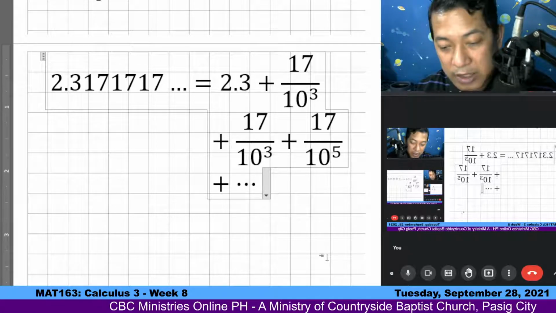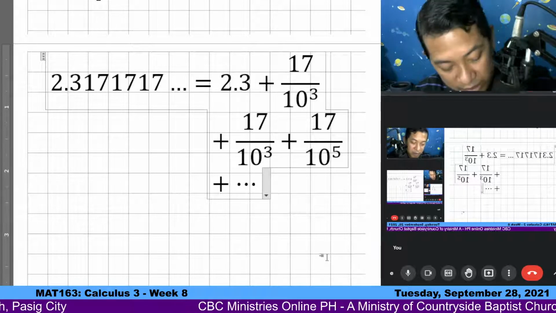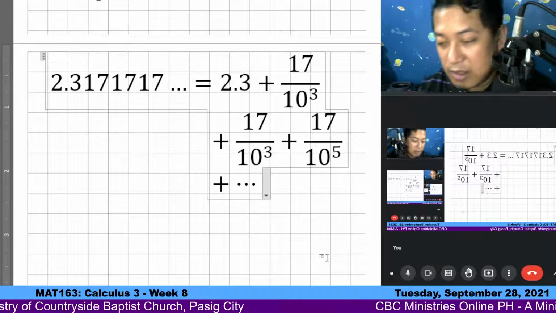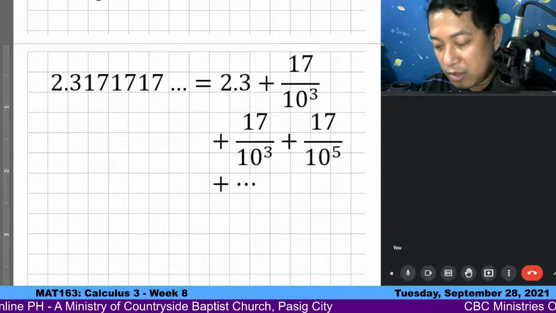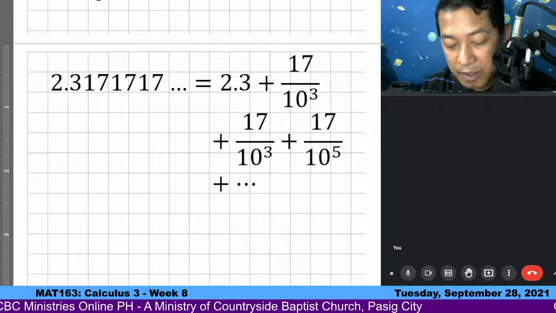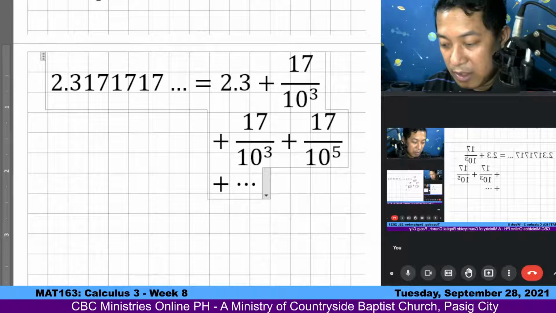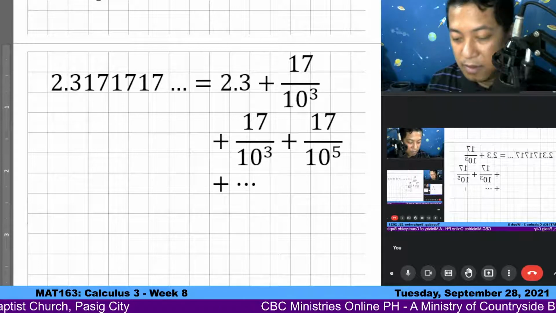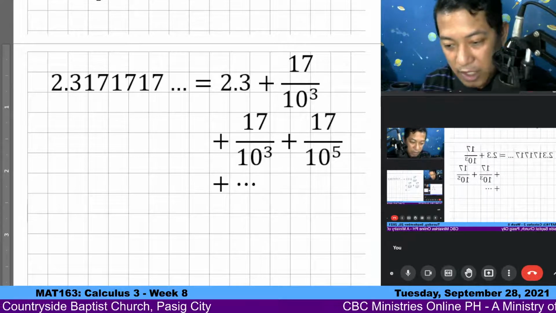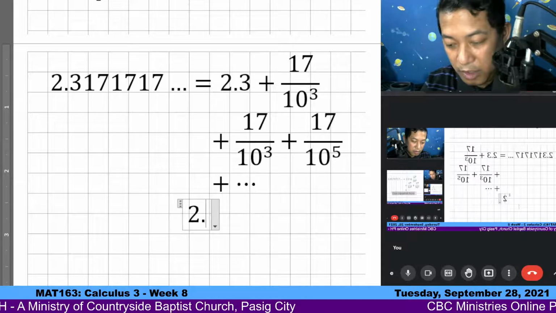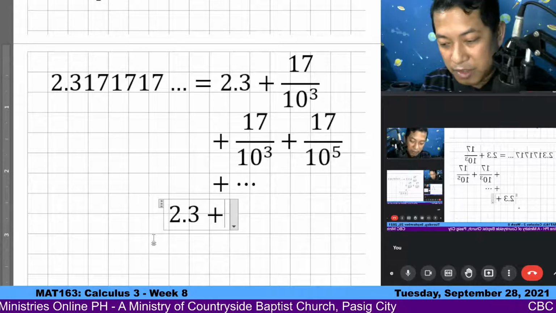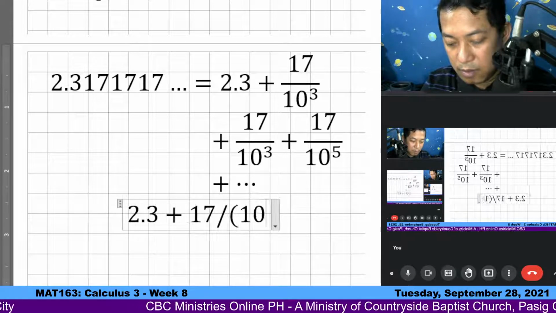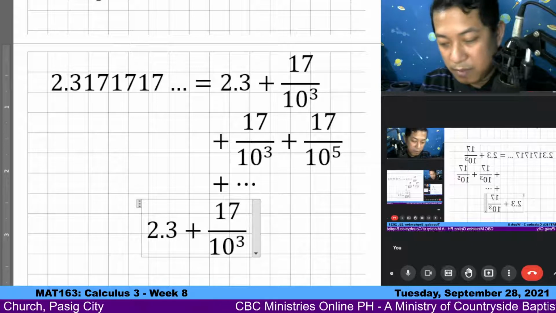Then your first term as the series, because 2.3 is not part of the geometric series. They're not part of the geometric series. However, that could be part also of the particular answer that we are computing right now. So from here we could say that 2.3 plus, which is the first term, is 17 over 10 cube. That's the first term.